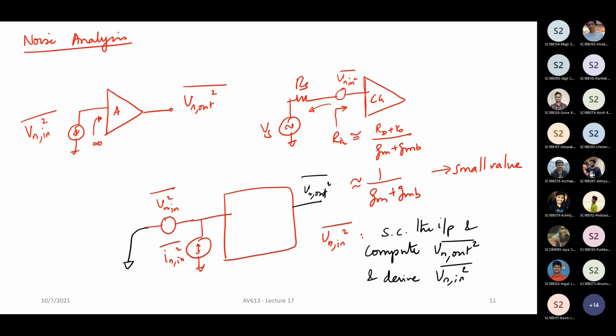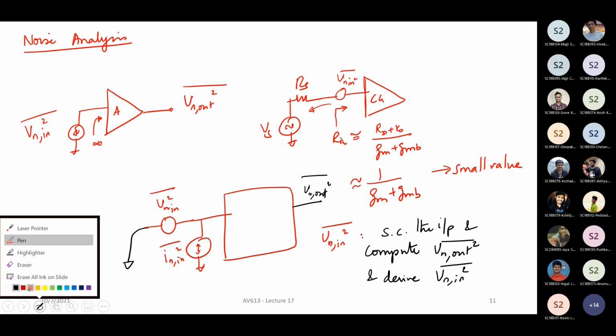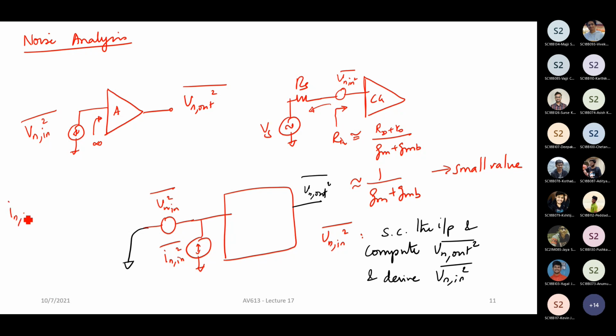All right. Now, as a corollary, in order to get the In in squared, we will open circuit the input and then compute the Vn out squared bar, and then we will derive the In in squared. Because when you open circuit the input, Vn in squared bar doesn't have any role to play in the output power spectral density.